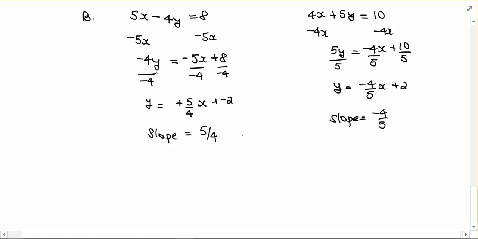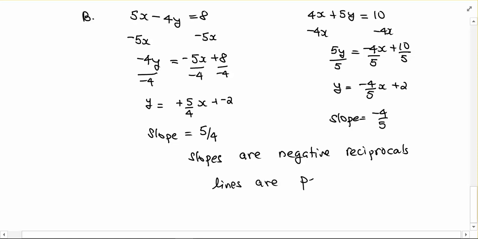Alright, so let's compare these slopes. They are negative reciprocals. One's positive, one's negative, and they're flipped around. So the slopes are negative reciprocals. That means the lines are perpendicular.